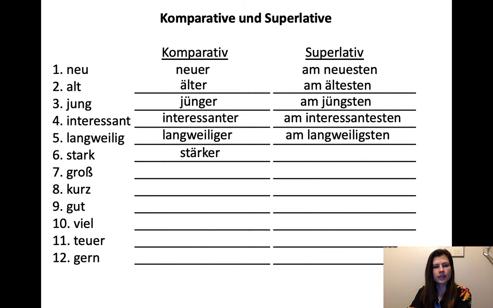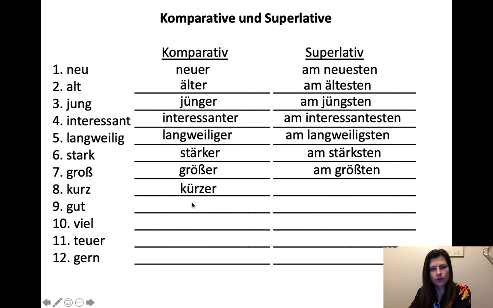Stark becomes stärker, strong, stronger, am stärksten, the strongest. Groß, größer, am größten, large, larger, the largest. Great, greater, the greatest. Kurz, short, so kürzer, shorter, am kürzesten, the shortest. It ends in an S sound, so we're going to add the -est. This am größten is actually slightly irregular because normally when it ends in that S sound, we would do this with the extra E right there, but you don't. So this actually makes it irregular because it doesn't follow that rule.